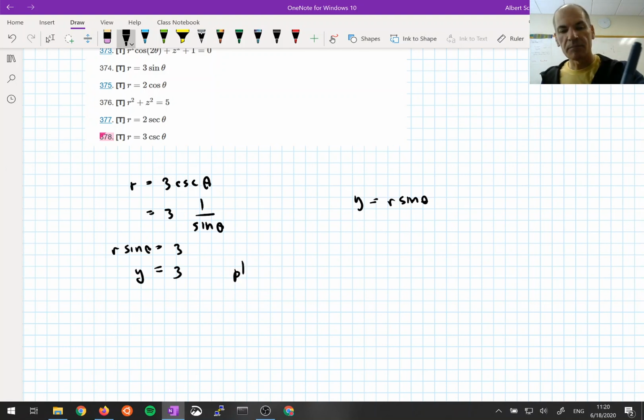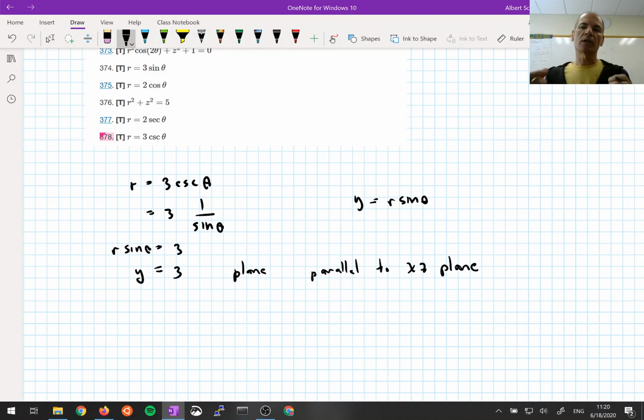This is a plane. You're setting y equal to 3, so it's parallel to the xz plane, and it's situated at y equals 3. So we don't even really need a graphing calculator or anything to visualize this. This one was relatively straightforward, but this is a good strategy in general. Whenever you have a complicated situation like this, see if you can use the coordinate transformation formulas to turn it into something recognizable in Cartesian coordinates.